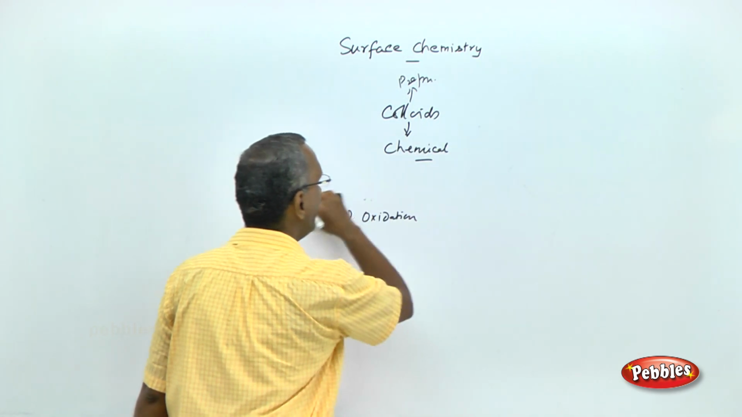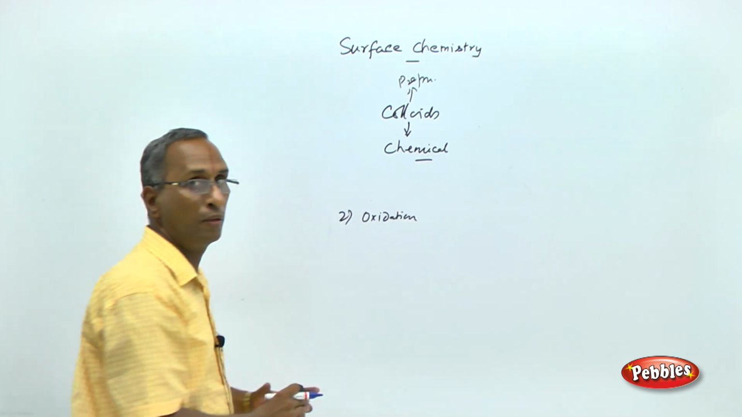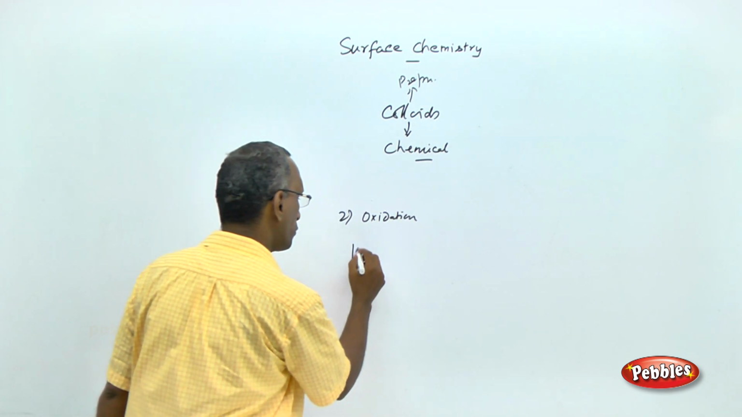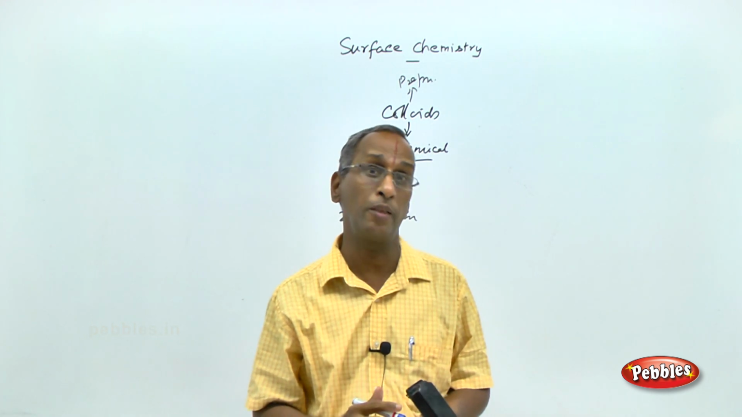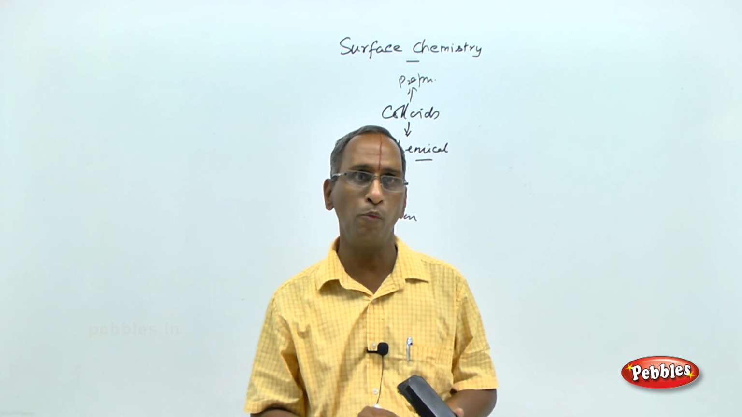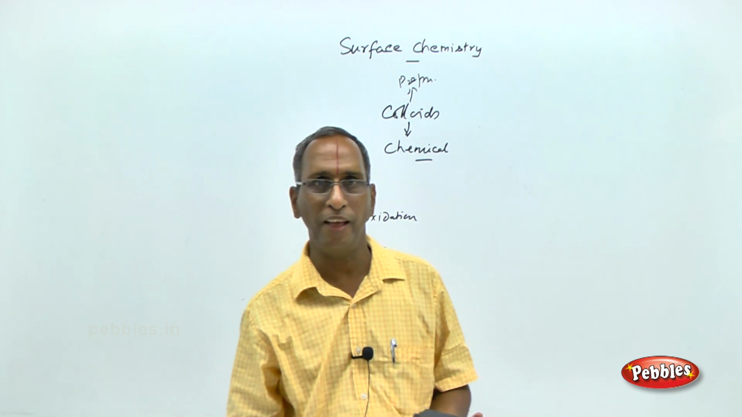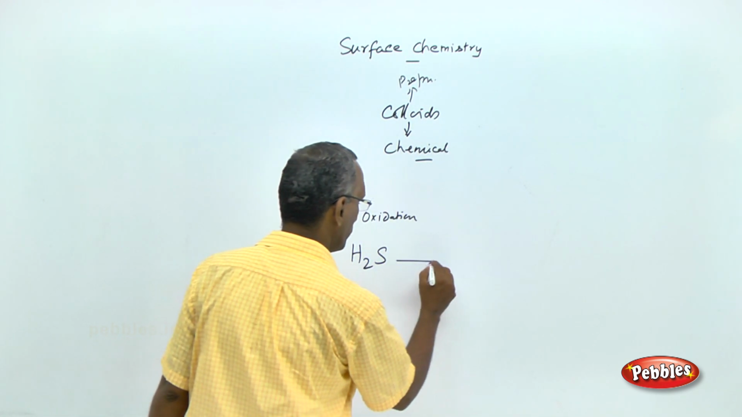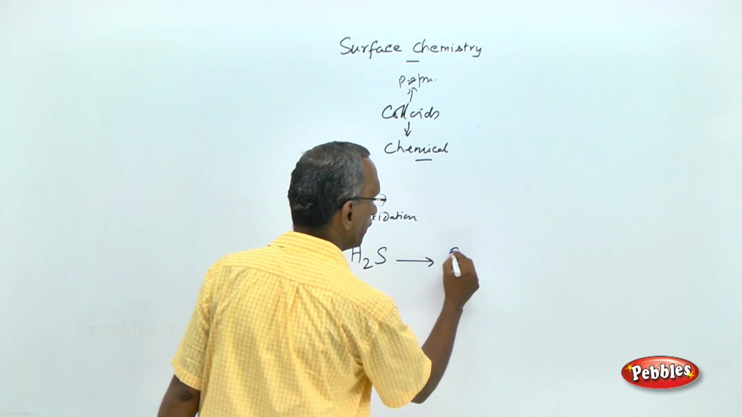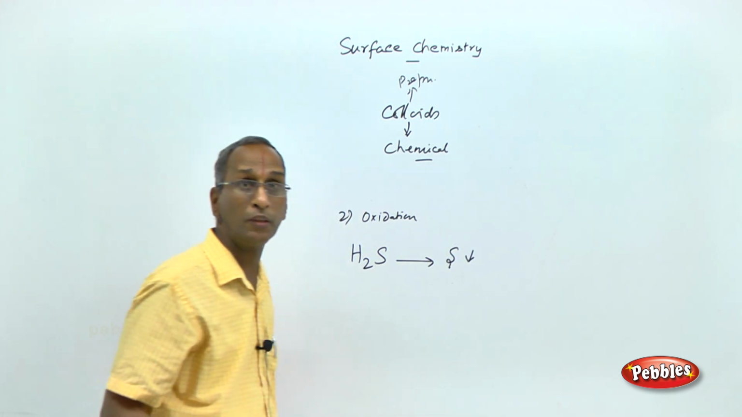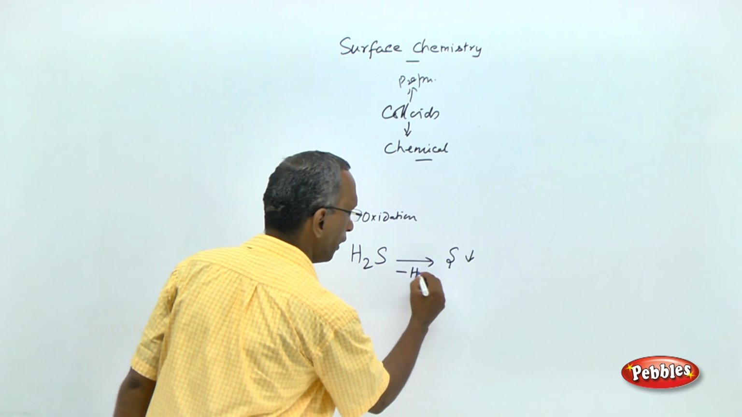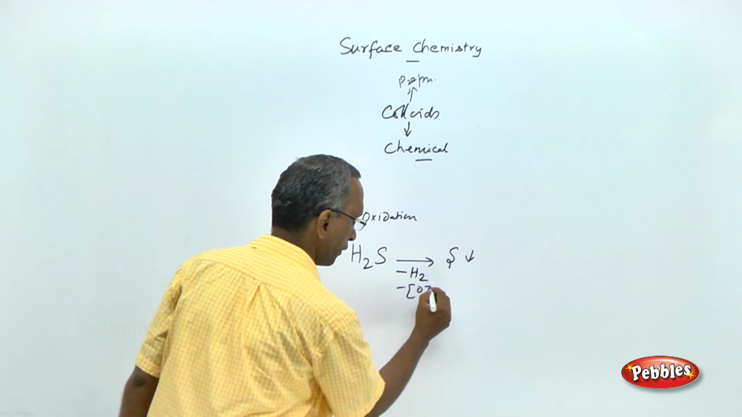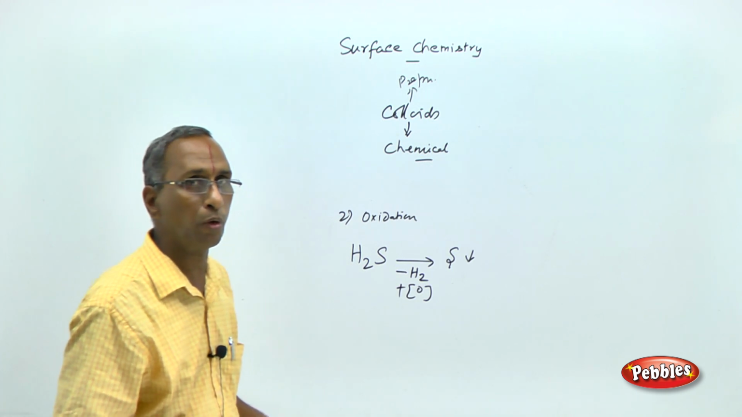So the second method is oxidation. The oxidation concept can be defined in 3 different ways: addition of oxygen, removal of hydrogen, or removal of electron. So consider hydrogen sulfide converted to sulfur. Hydrogen sulfide contains hydrogen, and now we have removed hydrogen to get sulfur. So it is an oxidation process.